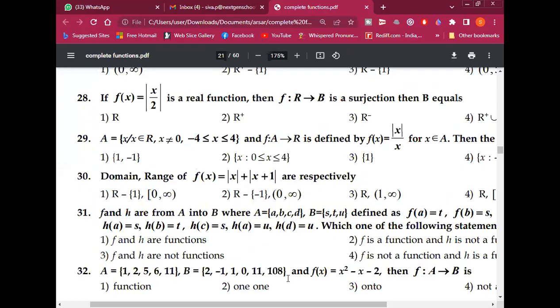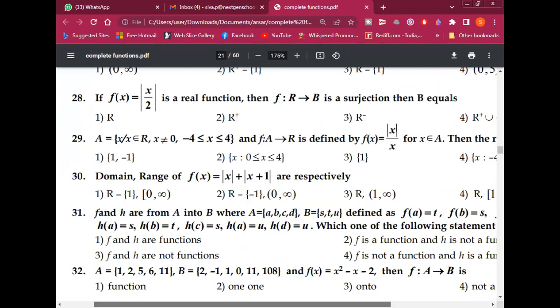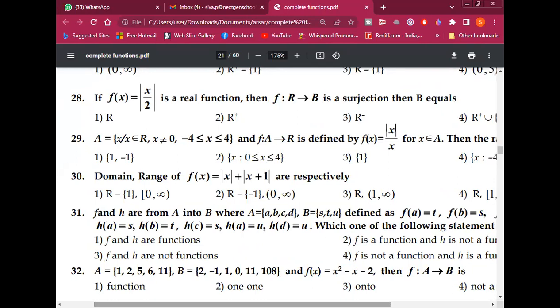Now try this problem. Next problem, problem number 29. Capital A equals x such that x belongs to R and x is not equal to 0. The x values are from -4 to 4. Here x is not 0 and x values are accessing from -4 to +4. In between -4 and 4 we have 0 also, right? And we should not take that 0.